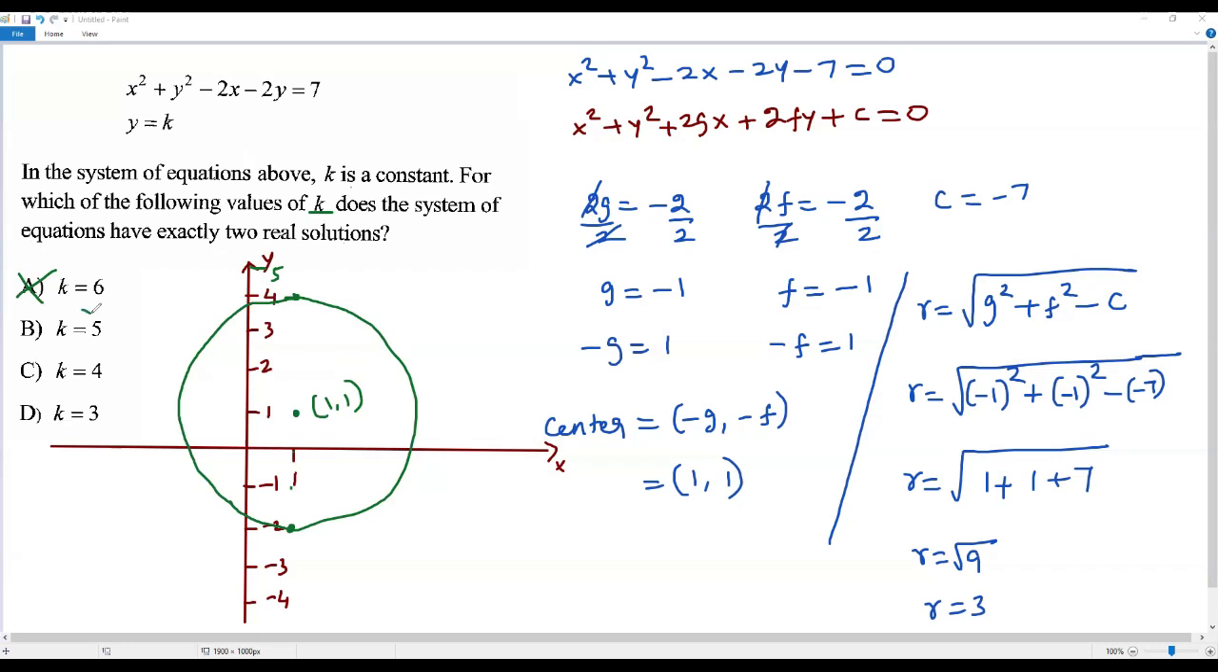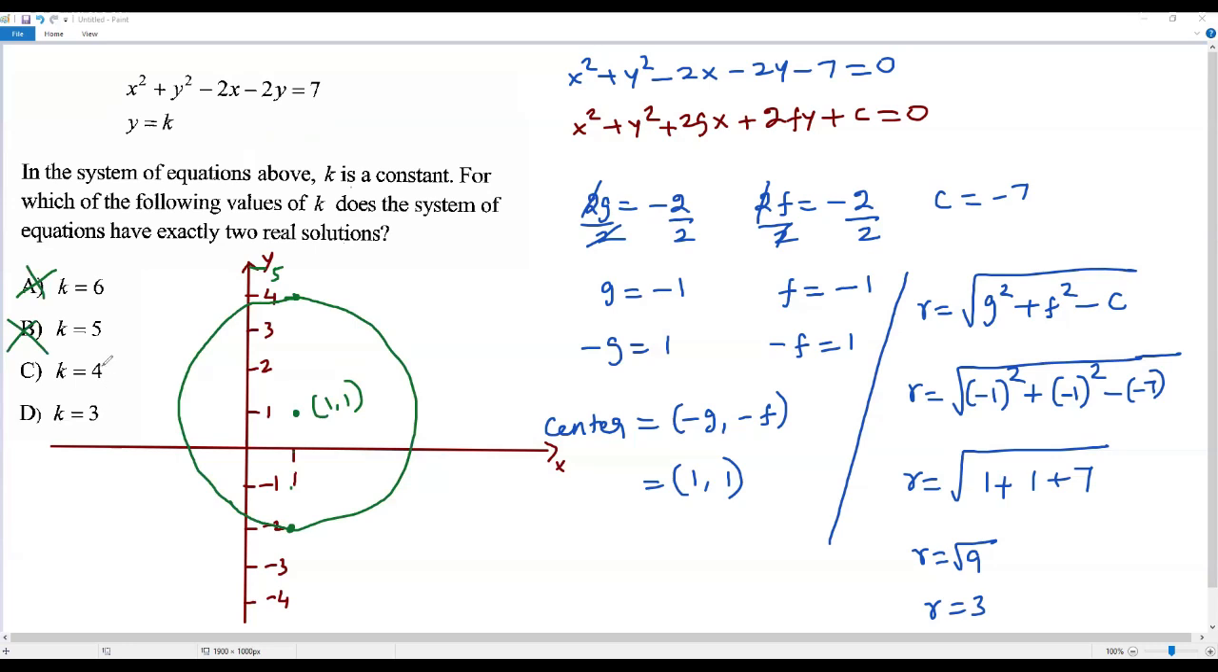Okay, now let me take k is equal to 5. K is equal to 5 means we have to plug in k is equal to 5 over here. In that case, I'm getting y is equal to 5. That is, we have to draw a horizontal line through the value 5 on the y-axis. When I draw a horizontal line through the value 5 on the y-axis, again, the line does not intersect with the circle. So when k is equal to 5, the two graphs do not intersect. So there is no solution. So what we can do is we can reject answer choice B as well.